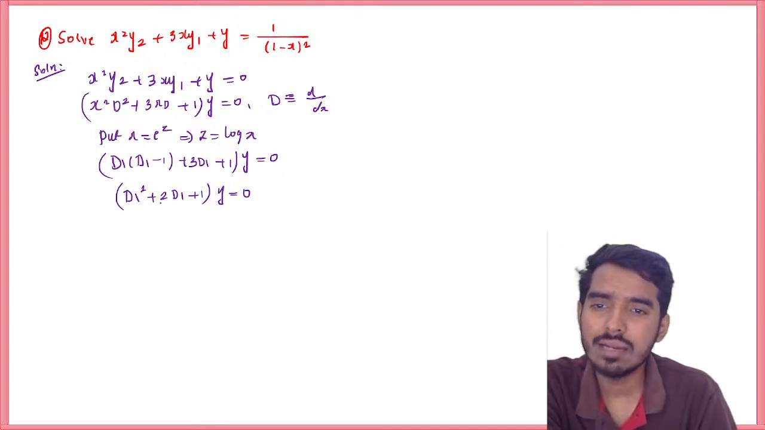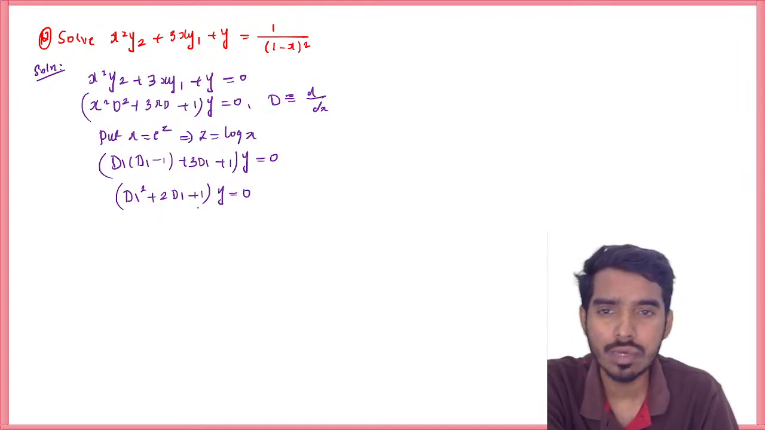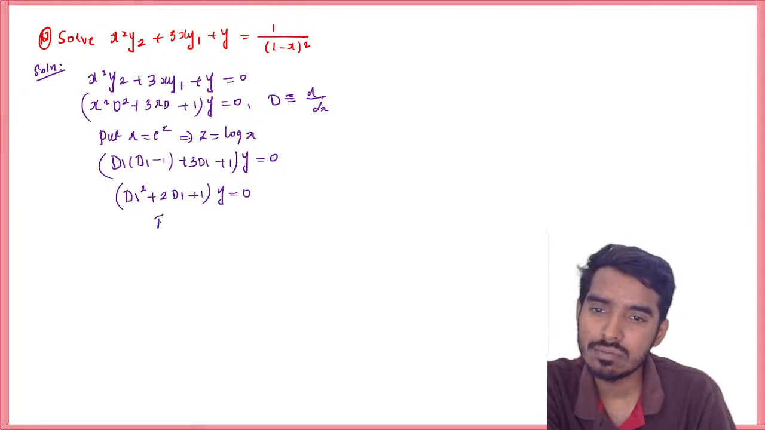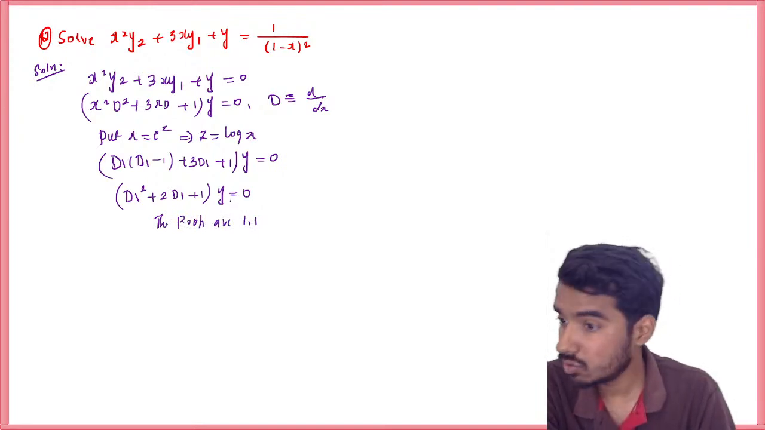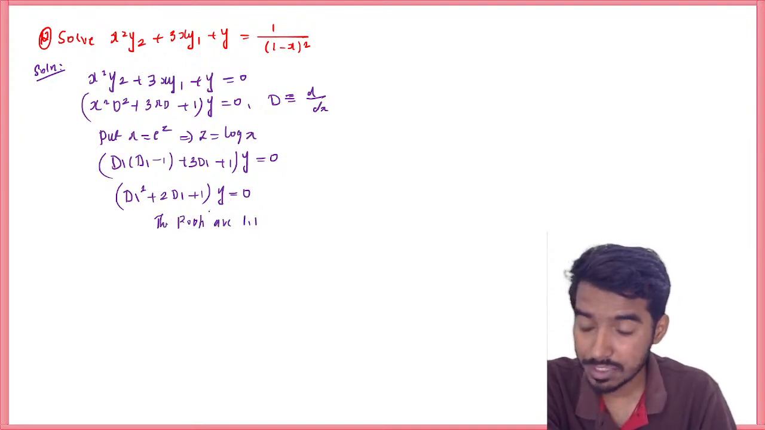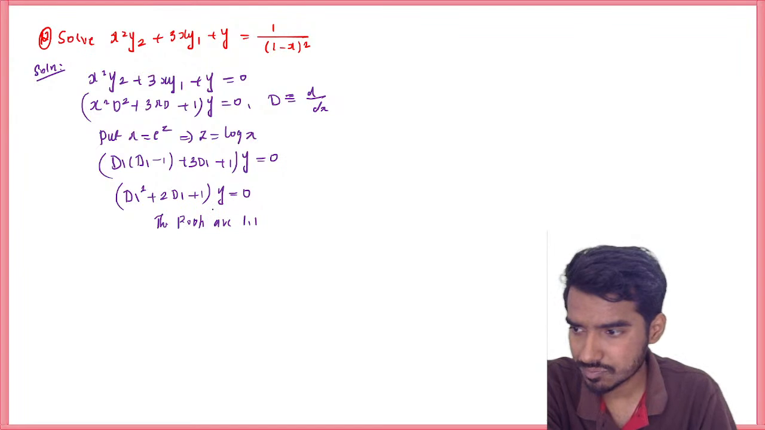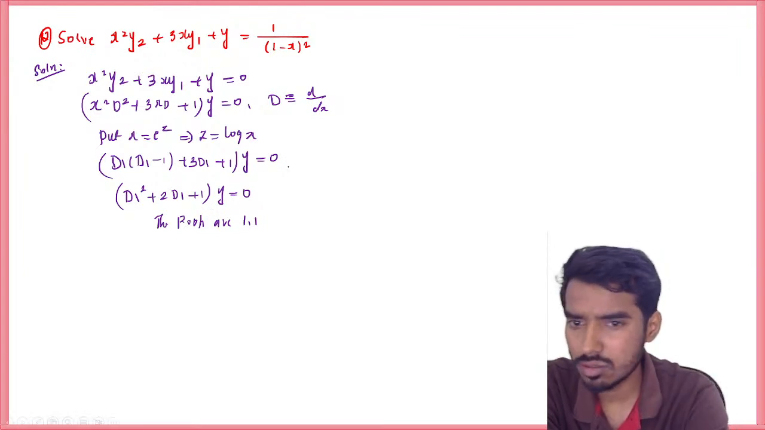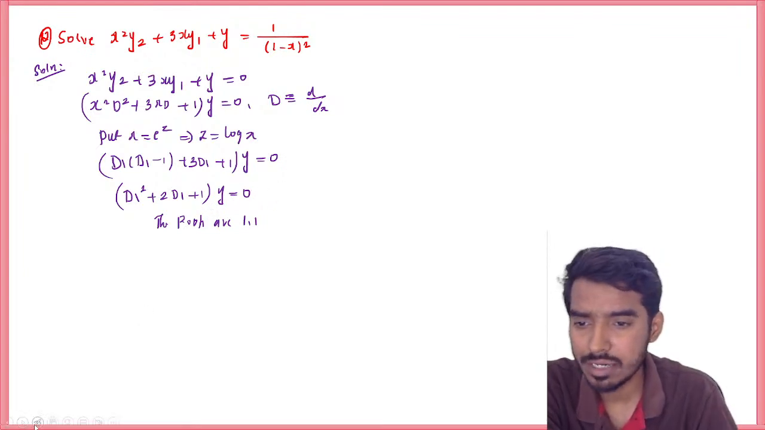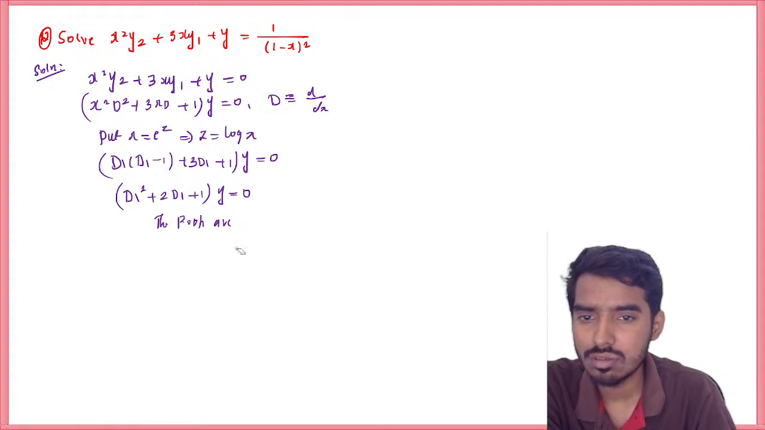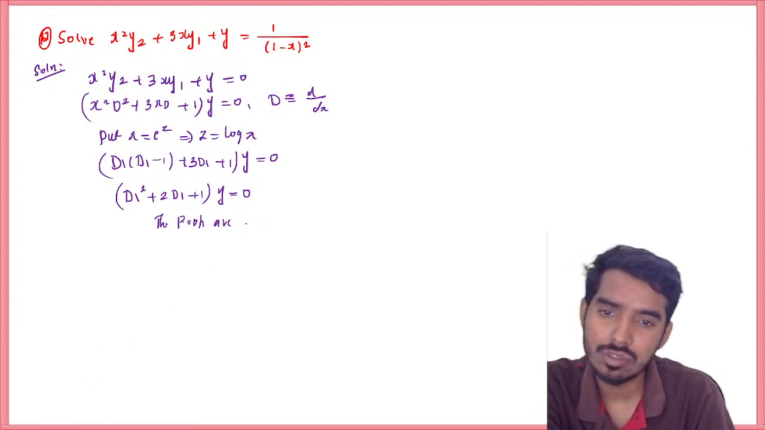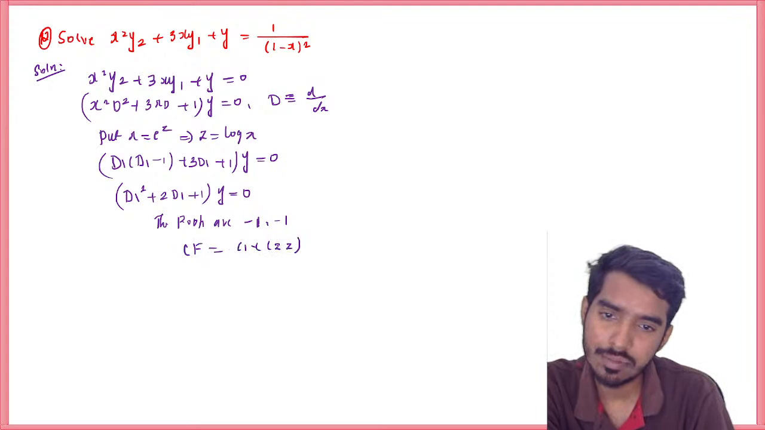So D1 square minus D1 plus 3 D1 gives D1 square plus 2 D1 plus 1 of y is equal to 0. Therefore the roots here are D plus 1 whole square, right? The roots are minus 1 and minus 1, right? Therefore your complementary function is C1 plus C2 z, e power minus z.